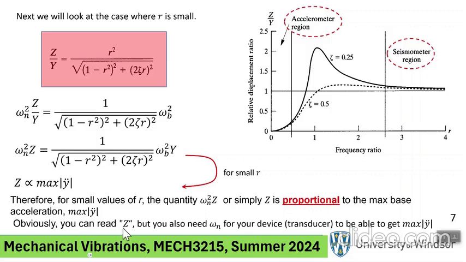Obviously, you're reading z from the voltage, but I better know omega n if I'm trying to find the maximum acceleration, okay? Because it's not only the z that comes into the picture. The maximum acceleration right there is omega n squared times z.